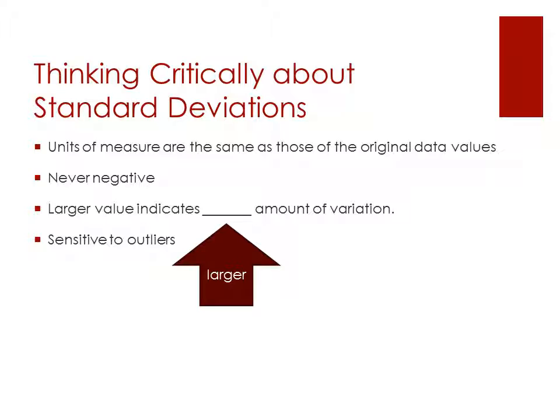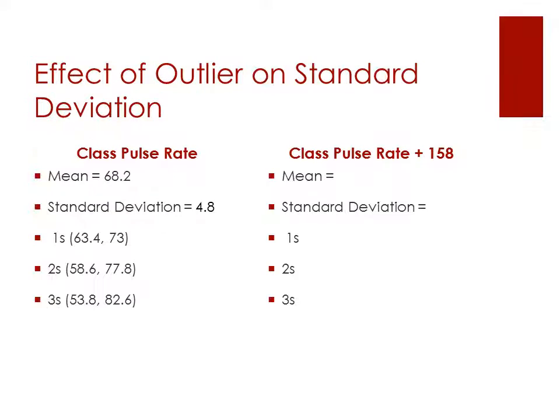All right. Now, last thing we're going to look at is that the standard deviation is in fact very sensitive to outliers. So to get an idea of what that looks like, let's work with some sample data again. So we've got our information here from the class pulse rate on the left. And here on the right, I've gone through and calculated for you the same information if I've added in the unusual data value of 158. So again, 158 is our student who has stage 2 hypertension, okay?